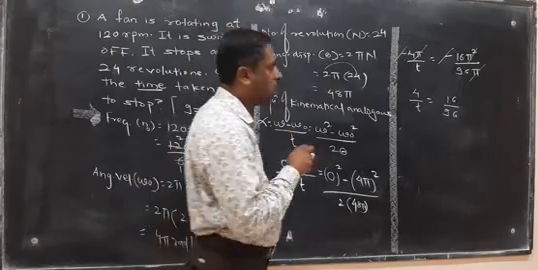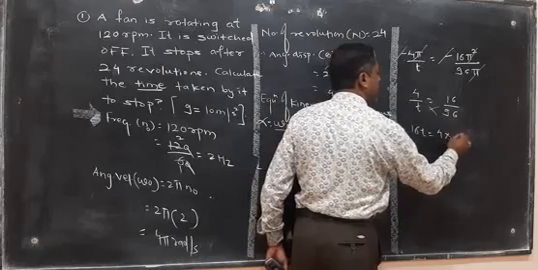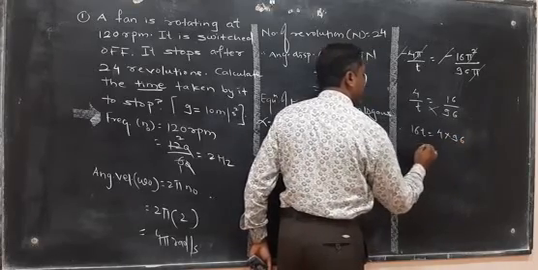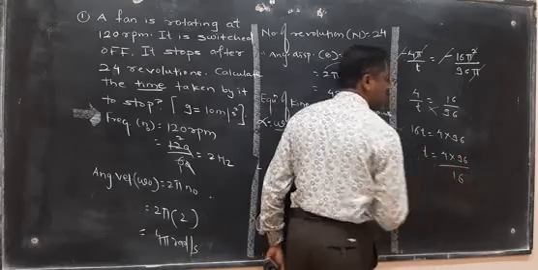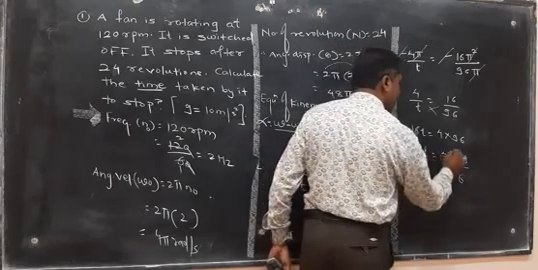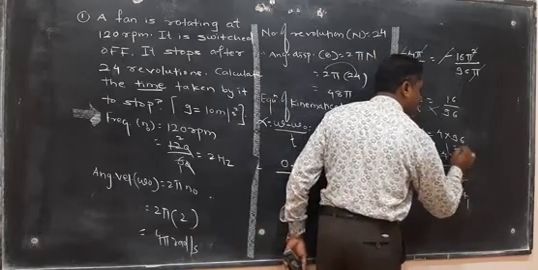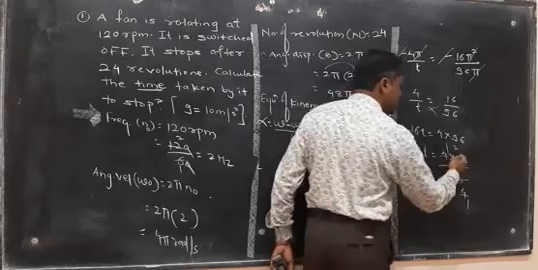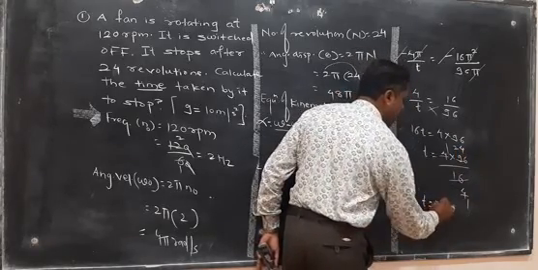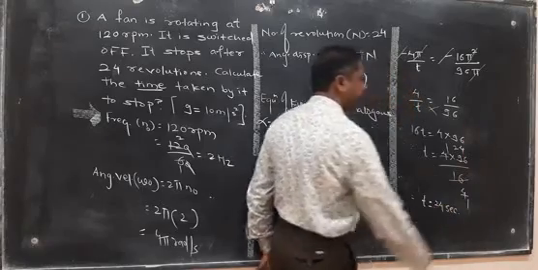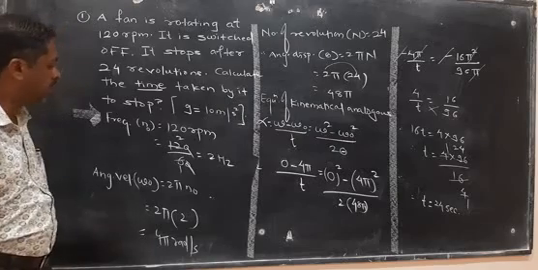Okay, taking the cross product, 16 t is equal to 4 into 96. Therefore, t is equal to 4 into 96 upon 16. 4 1s are 4, 4 4s are 16. Again 4 1s are 4, 4 2s are 8. 4 4s are 16. Therefore, t is equal to 24 seconds. Got the idea? Watch it carefully, one step at a time.